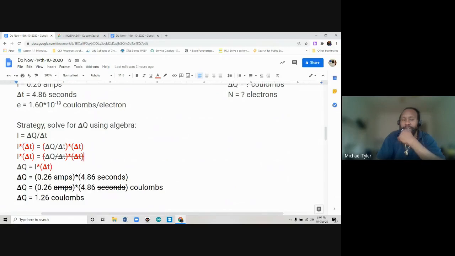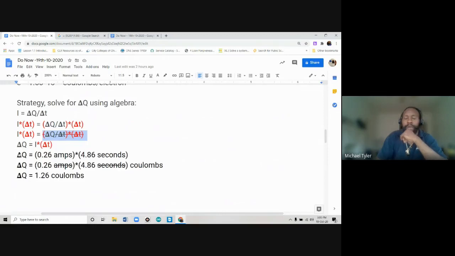Next, you cross out what's not there anymore because delta T divided by delta T is 1. That's like saying Mr. Tyler divided by Mr. Tyler. That's 1, right? So we rewrite the equation here. And yes, you do have to cross stuff out. You have to edit the same way in your document. So after we got delta Q by itself, or amount of charge, which was equal to the current multiplied by delta T, we got that from the algebra steps above.